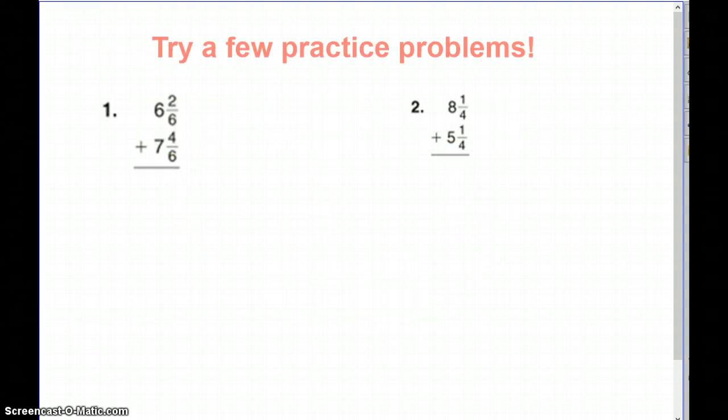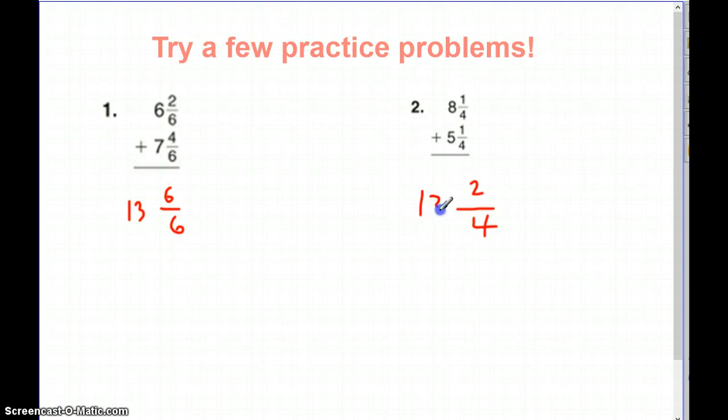Let's go ahead and try a few practice problems. So what I want you to do right now is I'd like you to pause the math video and write these two down. They've already been aligned for you. Look at those denominators. Notice, are they the same? Do I need to make them equivalent? And then go ahead and add. Okay, so go ahead and pause your video.